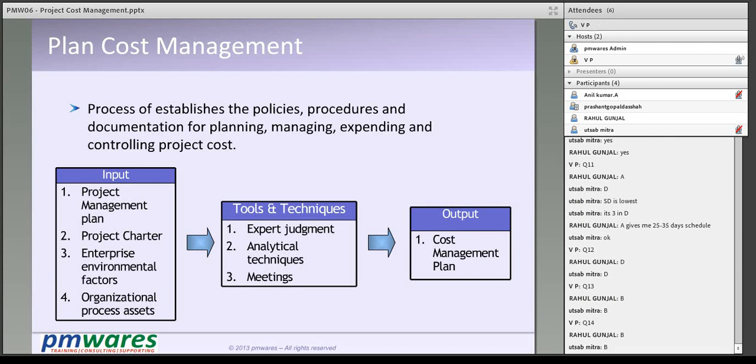Now the first step is about setting up a cost management plan, and setting up a cost management plan also means we should set up a cost management system in place. Okay, if you see, we have as an input the project management plan and the charter, and we have to come out with a cost management system.